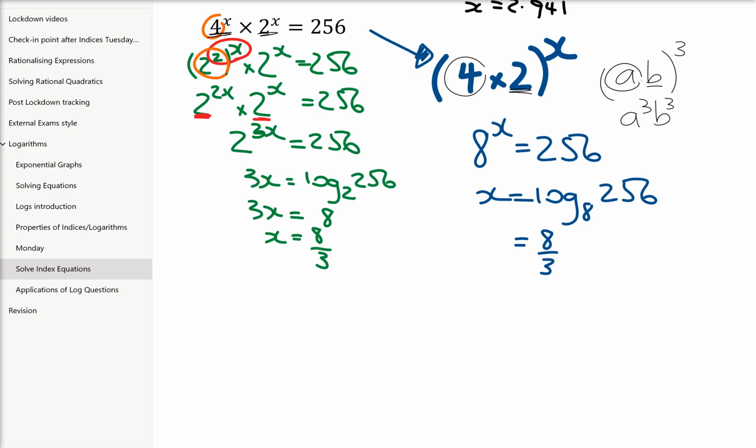Log 256 divided by log 8. I always forget about this.